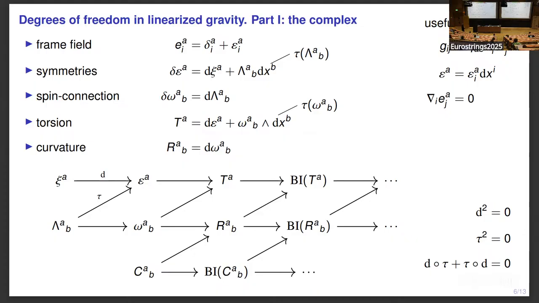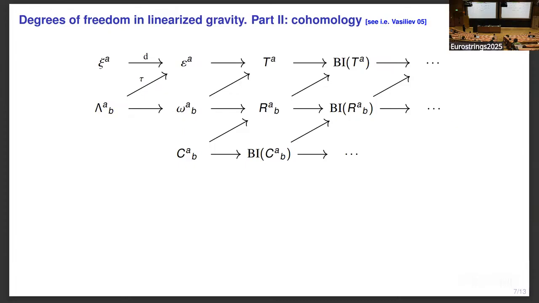So that means d squared will give 0 as an exterior derivative, and the same for tau, for example, along this route here. And then eventually we can also go this route or this route, and it will give the same result. So this is what this identity here tells us. And then, of course, I was promising you to find the degrees of freedom in linearized gravity.